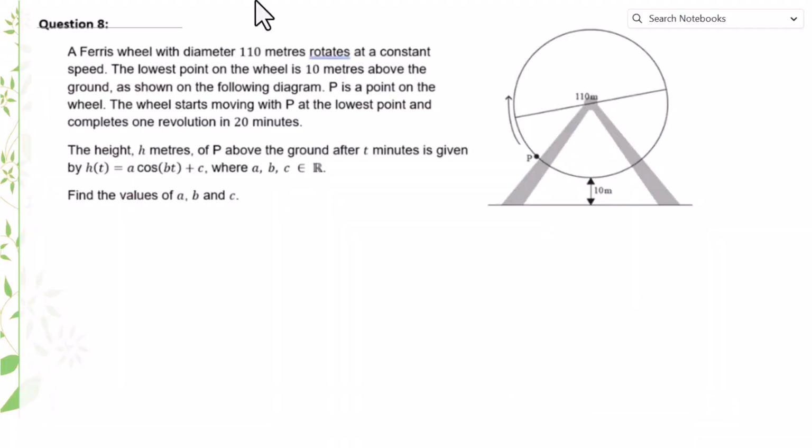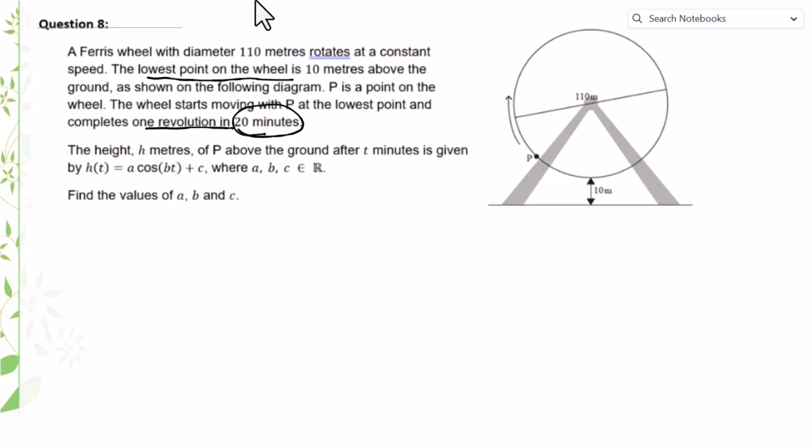Let's go to question 8. A Ferris wheel with a diameter 110 meters rotates at a constant speed. The lowest point on the wheel is 10 meters above the ground. As shown on the following diagram, P is a point on the wheel. The wheel starts moving with P at the lowest point and completes one revolution in 20 minutes.